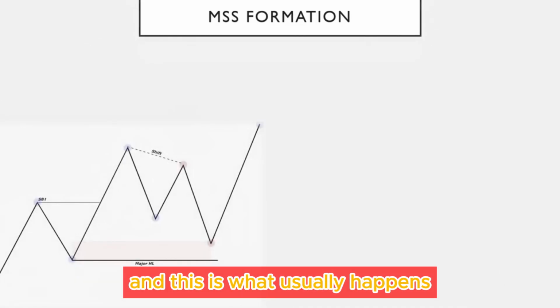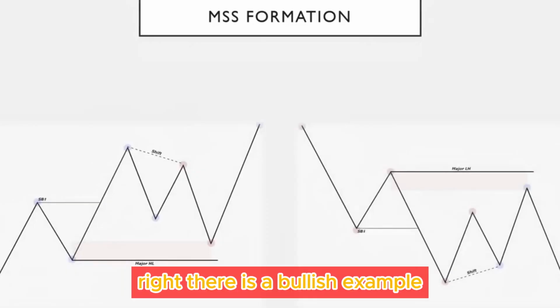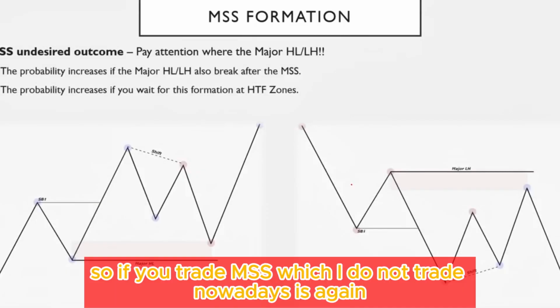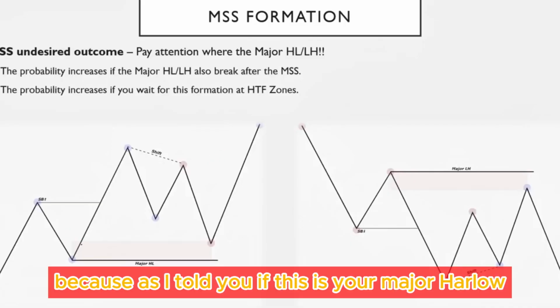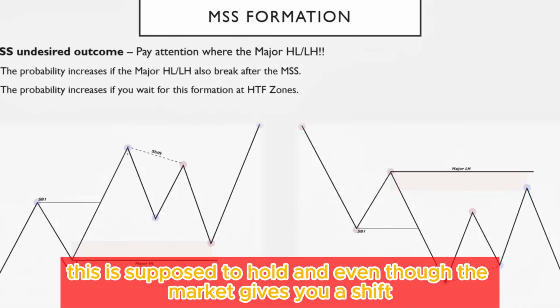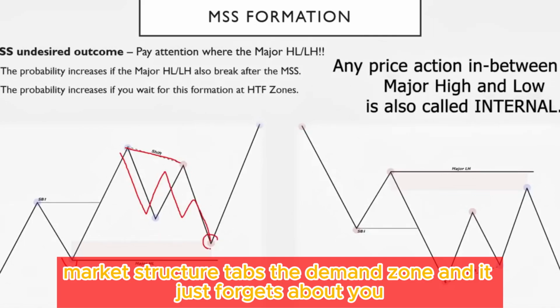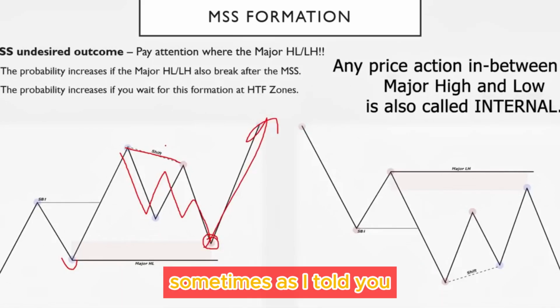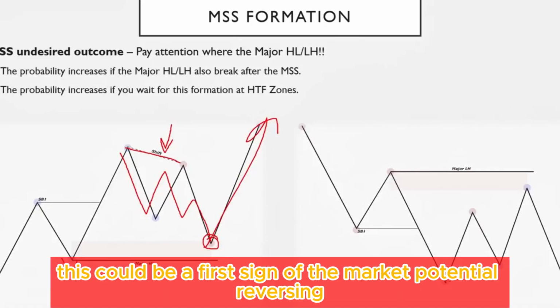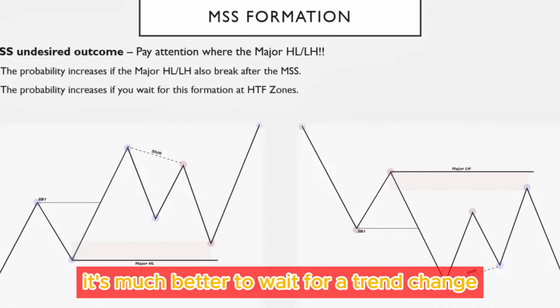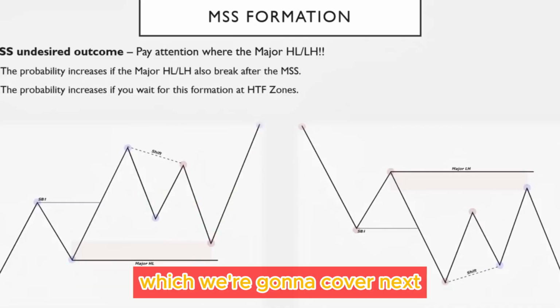And this is what usually happens. Right, there is a bullish example. There it is. Okay, so if you trade MSS, which I do not trade nowadays, is again because, as I told you, if this is your major high low, this is supposed to hold. And even though the market gives you a shift, this is all just internal bearish market structure, taps the demand zone, and it just forgets about you. Right? But again, sometimes, as I told you, this could be a first sign of the market potentially reversing. It's much better to wait for a trend change, which we're going to cover next.